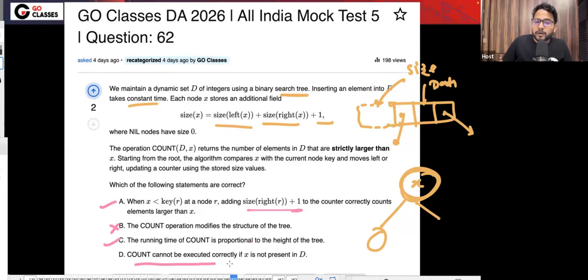Count cannot be executed correctly if x is not present. No, that's not correct, because it is not necessary for x to be present in the tree, right? You just need to know how many are larger. It is not necessary that it is present. So that's why A and C are the correct answers here.